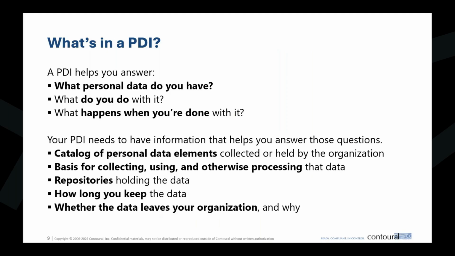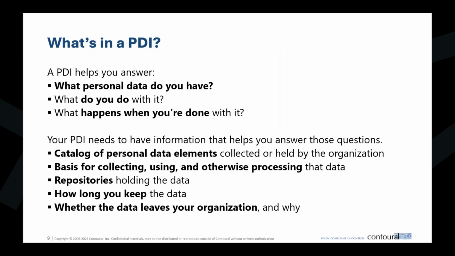So you need your catalog of the personal data elements that are collected or held, but you need to understand the basis for processing that data, right? Why are you collecting it? What is that information being used for? Where does it live when you've collected it? What are the other parts of the organization that have access to it and that use it? How does it fall through your organization? How long are you holding on to it?